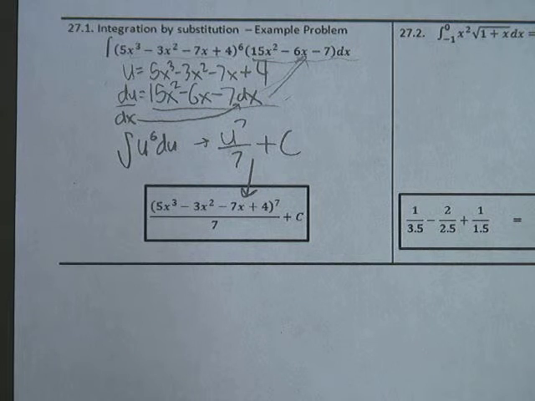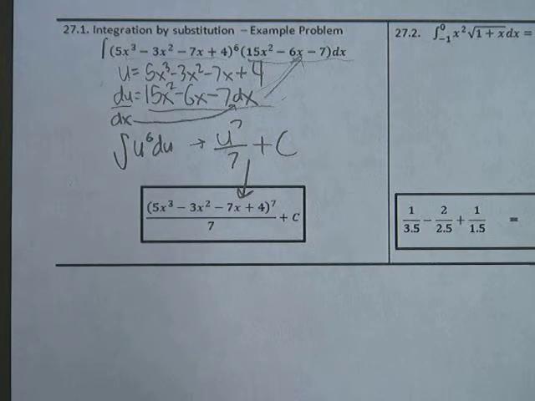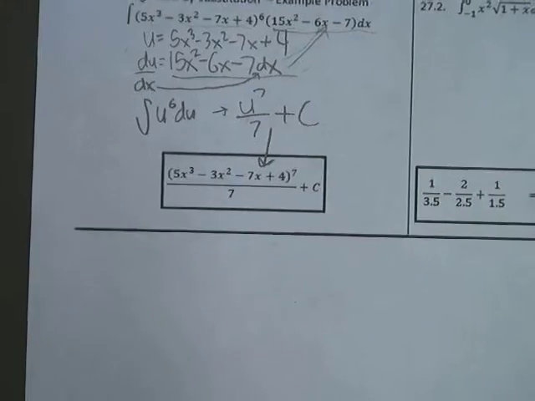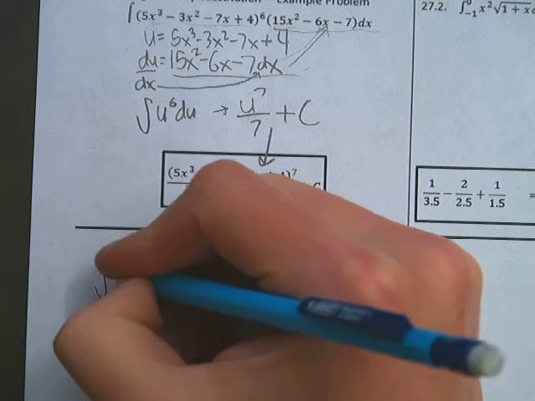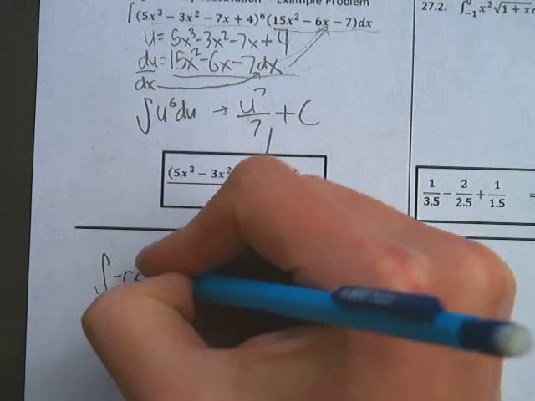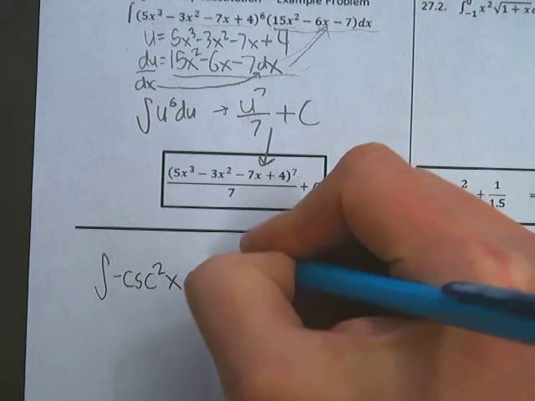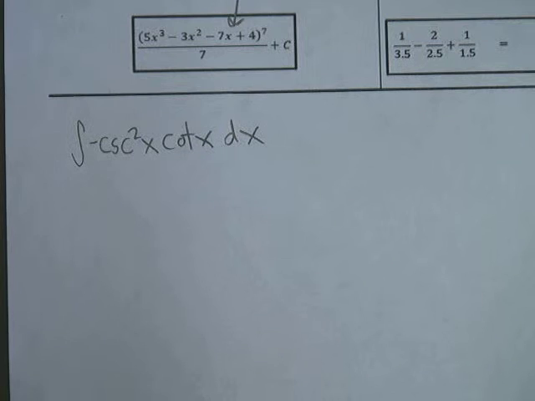Let's move on to another case. I want to wait to do this problem because it's the hardest kind, so let's do an intermediate here. Let's do the integral of negative cosecant squared x cotangent x dx. I'll admit this is maybe not a medium problem, maybe a medium-hard problem.